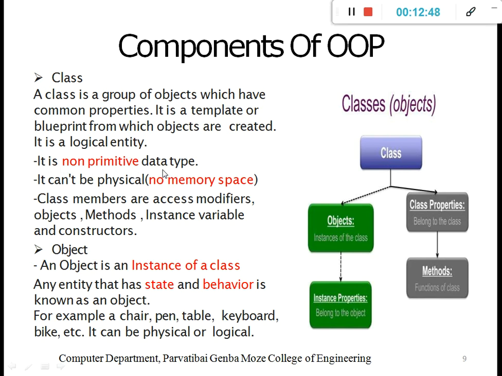We will understand what exactly a non-primitive data type is. A class is a data type, a non-primitive data type. It cannot be physical; no memory space is allocated when you create a class in C++. Class members are access modifiers, objects, methods, instance variables and constructors. We will understand what exactly the access modifier is later.